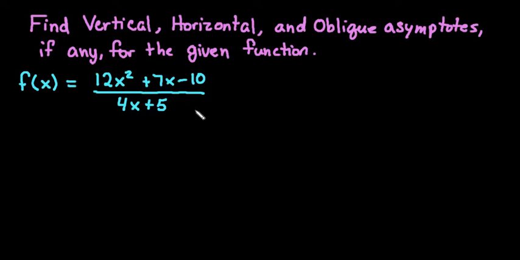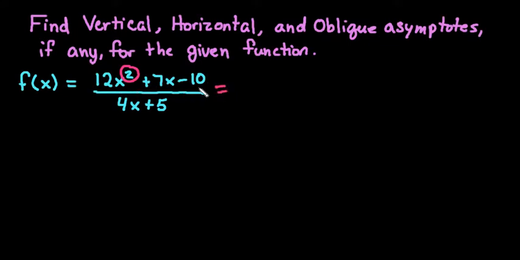Okay, for this video, we're going to find vertical, horizontal, and oblique asymptotes, if they have any, for this given function. So our function that we have is f of x equals 12x squared plus 7x minus 10. This particular rational function is considered to be improper because the degree of the numerator is larger than the degree of the denominator. So the first thing that we want to do is to see if we can simplify.